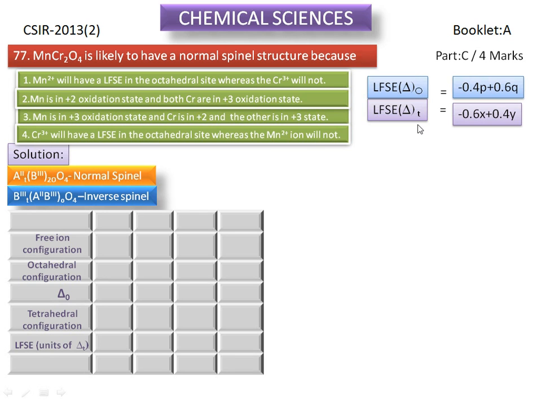Both LFSE values should be in the same unit, that is delta 0. Delta T is equal to 0.45 delta 0. If we multiply the delta T value by 0.45, we get units of delta 0 for tetrahedral geometry.